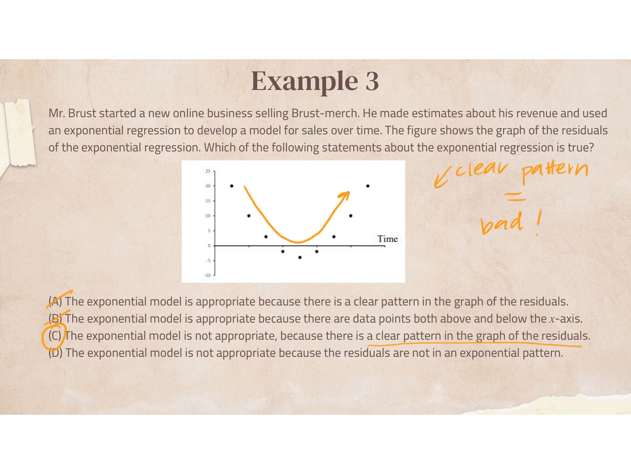The reasoning that supports my answer is that there's a clear pattern within the graph. Option D is not correct because there's no exponential pattern. An exponential regression model should not have any pattern at all in its residual plot.